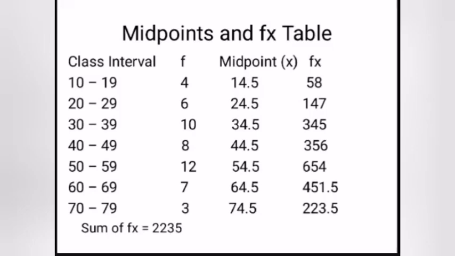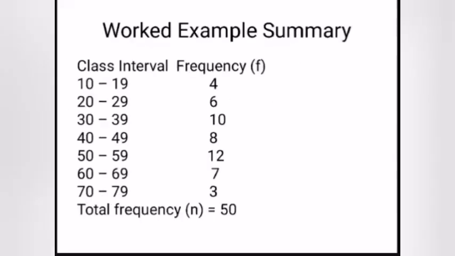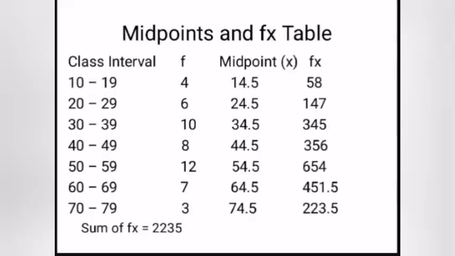So fx is 4 times 14.5, that's 58. 6 times 24.5, that's 147. 10 times 34.5, that's 345. 8 times 44.5, that's 356. 12 times 54.5, that's 654. 7 times 64.5, that's 451.5. 3 times 74.5 is 223.5. So you add your fx. Sorry, you add your fx, everything.